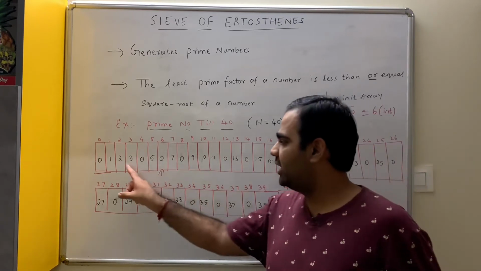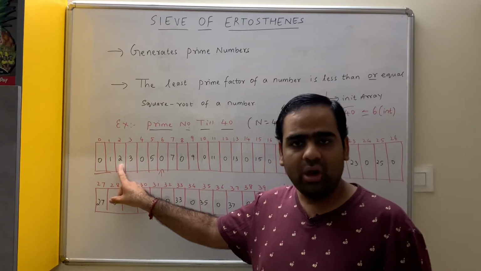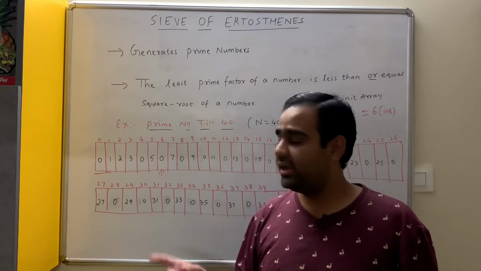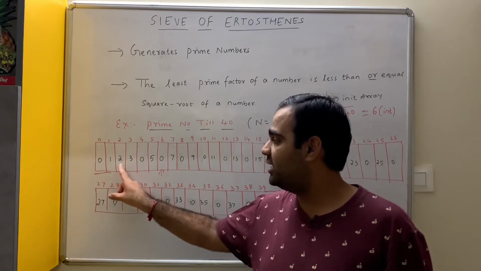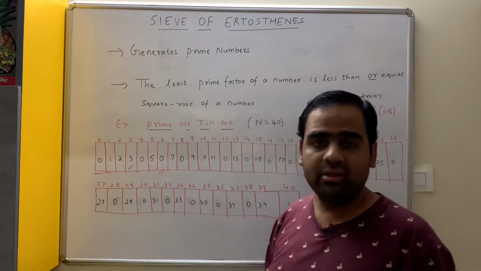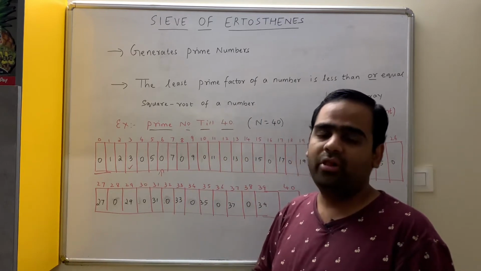Now continue again. The multiples of 2 are done. Now take the multiples of 3. Take the next non-zero entry. Which is the next non-zero entry? It is 3. We are over here. The next non-zero entry is 3. Make all the multiples of 3 as 0.